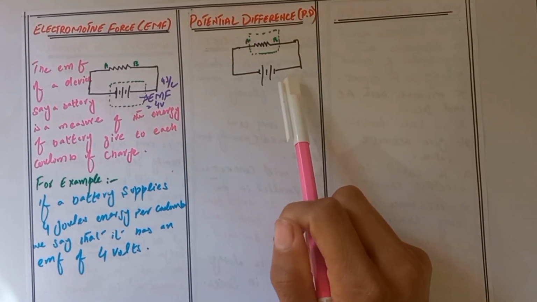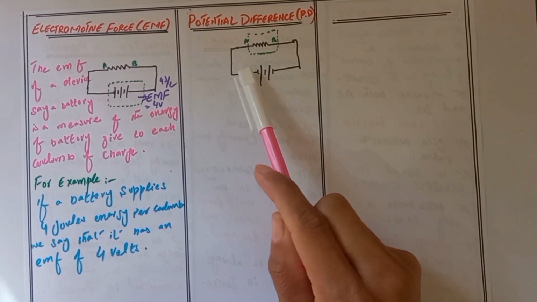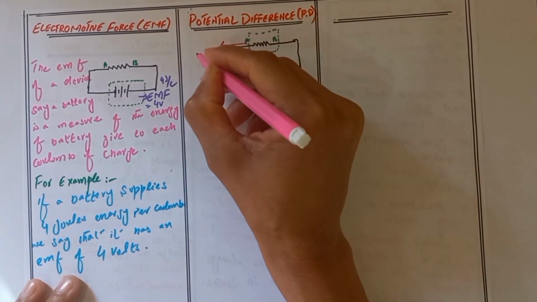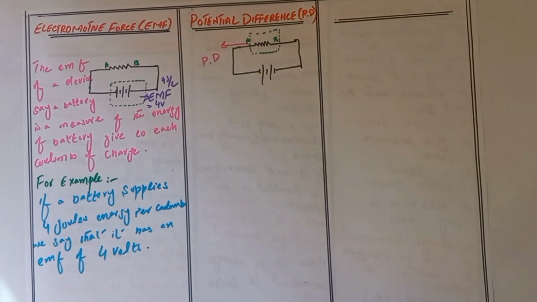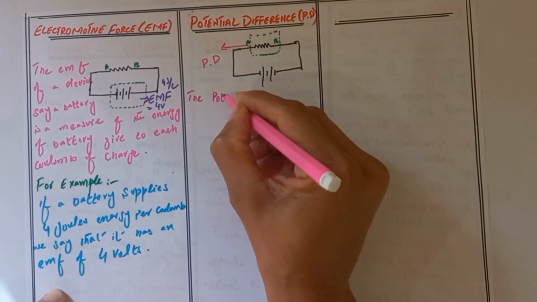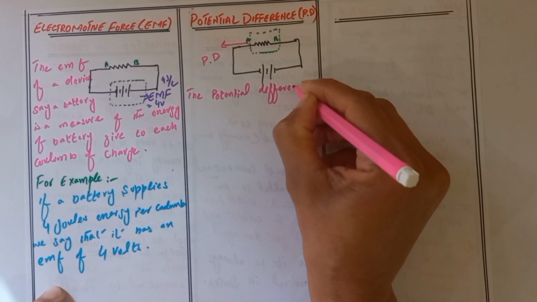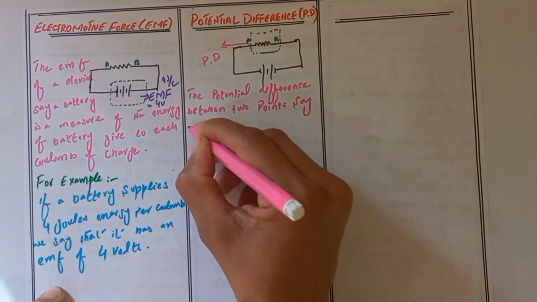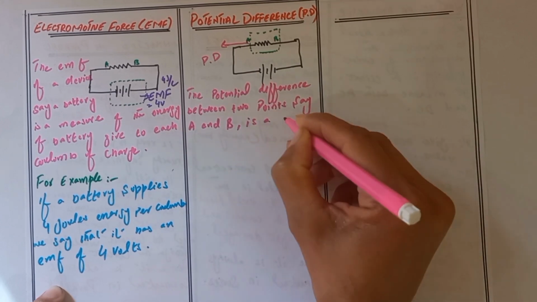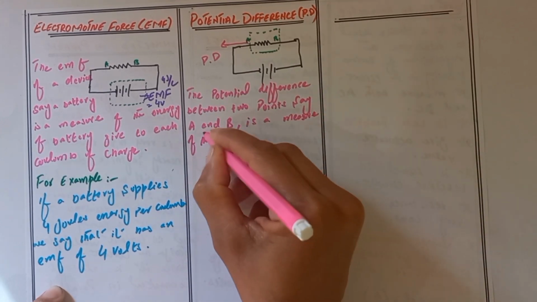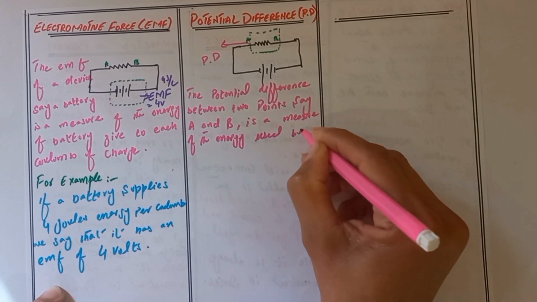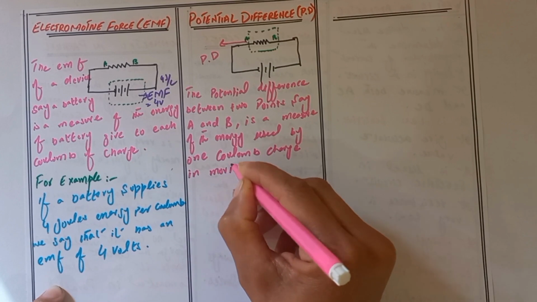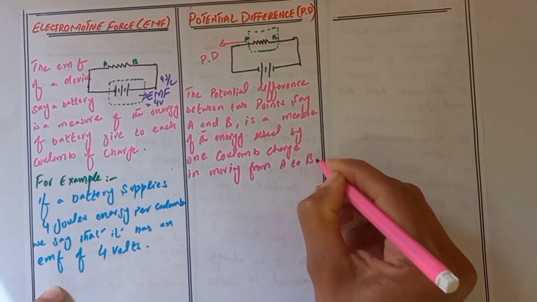Now we discuss the potential difference. The potential difference between 2 points A and B is a measure of the energy used by 1 coulomb of charge in moving from A to B. Potential difference is measured between the points A and B. This is the potential difference. So we can write: the potential difference between 2 points, say A and B, is a measure of the energy used by 1 coulomb of charge in moving from A to B.